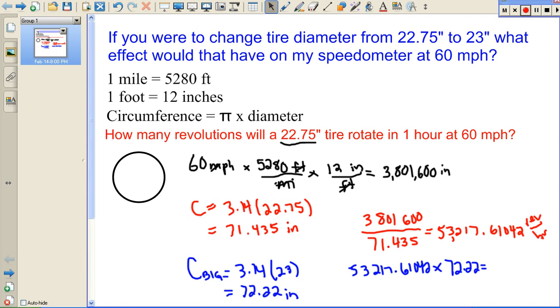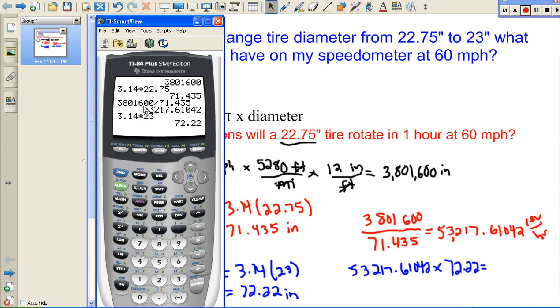Alright, well, I'm just multiplying these two numbers here. So 53,217.61042 times 72.22. So now your car has traveled 3,843,375.8 inches. So it's traveled farther, and that makes sense because the tire is bigger.